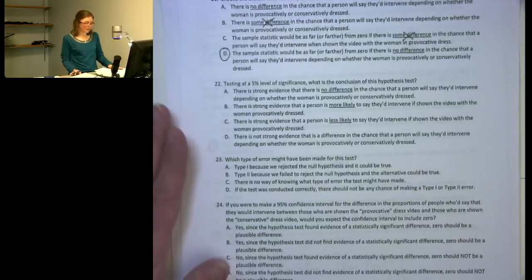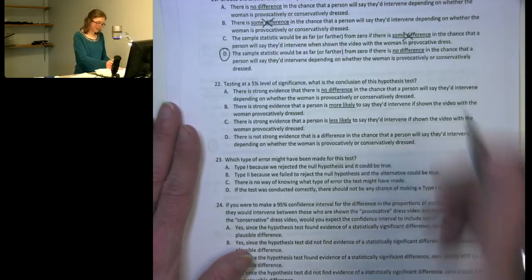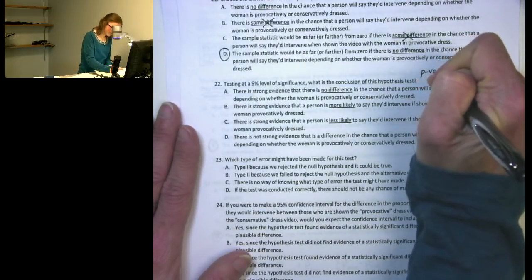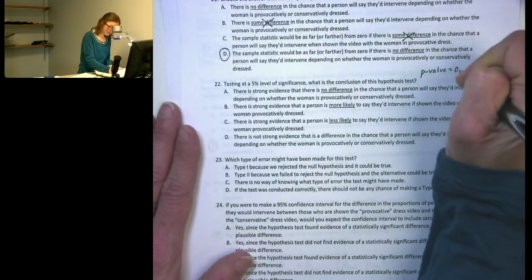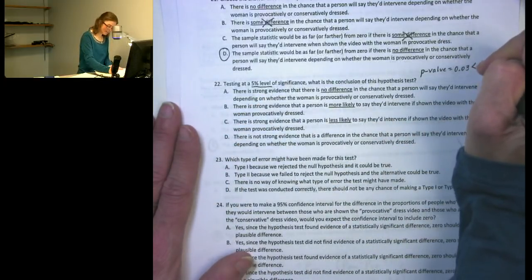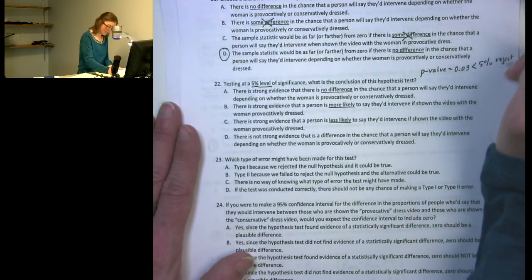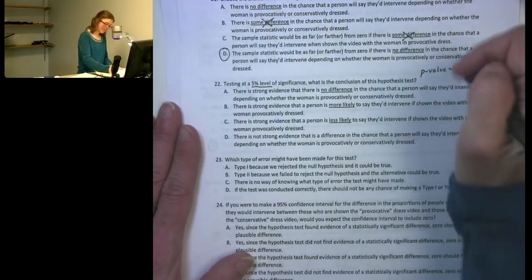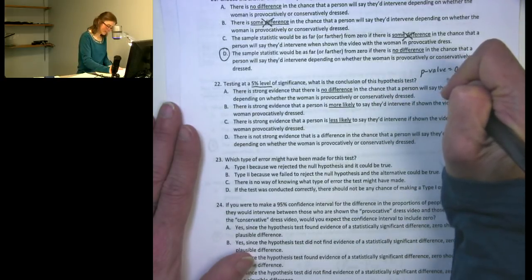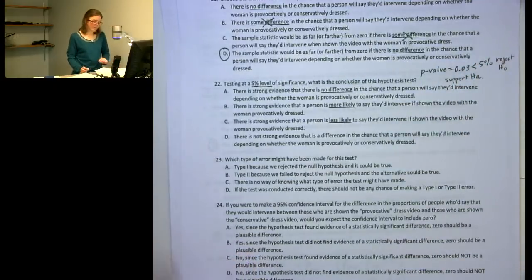For question 22, testing at the 5% significance level, what is the conclusion of the test? So remember, our p-value was 0.03. Testing at a 5% level, this is less than 5%. So we're going to reject the null hypothesis, which means that there's strong evidence in support of the alternative. So I'm looking for a statement that's going to talk about supporting the alternative hypothesis.